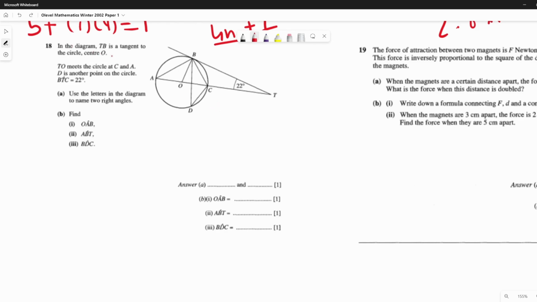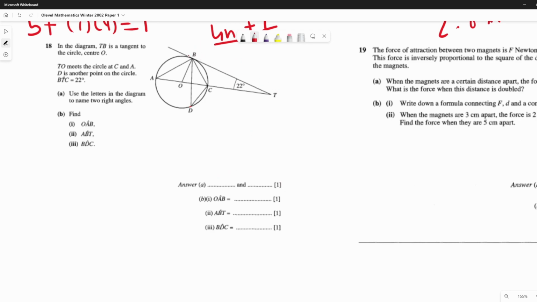In the diagram, TB is a tangent to the circle center O. TO meets the circle at C and A. D is another point on the circle, so this is just a random point on the circle. And BTC is 22, which BTO would also be 22. Use the letters in the diagram to name 2 right angles. So we just need to name 2 right angles here.